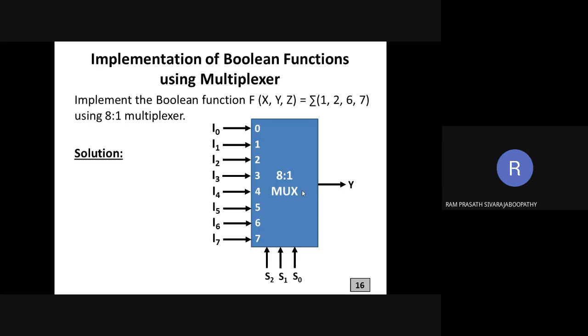Kindly type it in the chat. Zero, 1. I can't understand you, Sabarish. See, what I am asking is, from the input side, what are the things connected to logic 1? What are the things connected to logic 0?